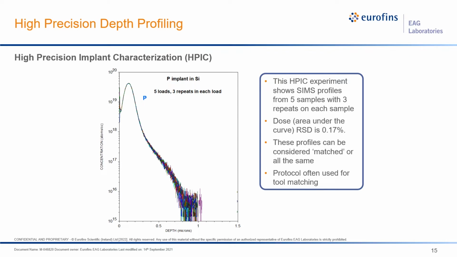As you can see, for the phosphorus in silicon measurement, SIMS does have the high precision to be able to provide that necessary information. Sometimes this method is used for tools being installed at new fabs, to make sure that the 2 different tools are producing the same implant profile or dopant profile. We do this high precision implant characterization quite routinely.